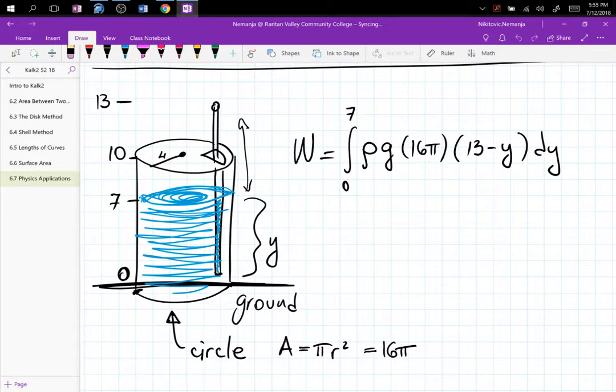As soon as you start drinking, the level of fluid is going to start going down. So that's why it's y. I can't call it 7, because in the next instant, it's going to be 6.7. And then it's going to be 6.3. Right? Depending on what the sip is.